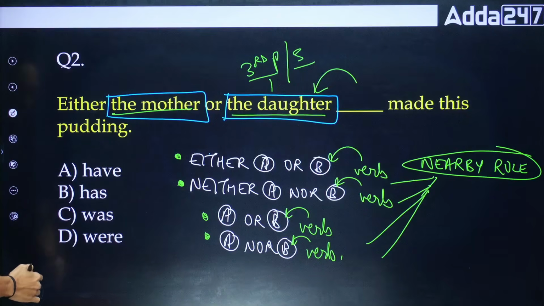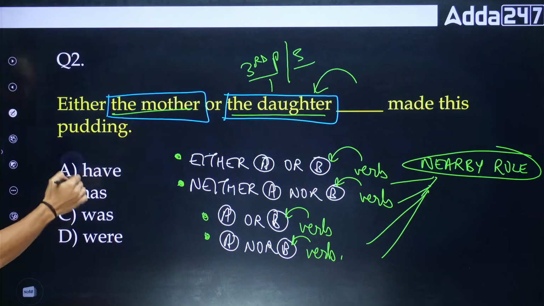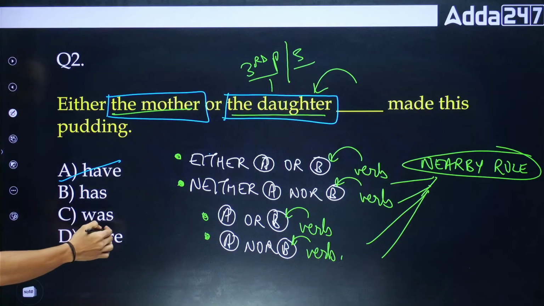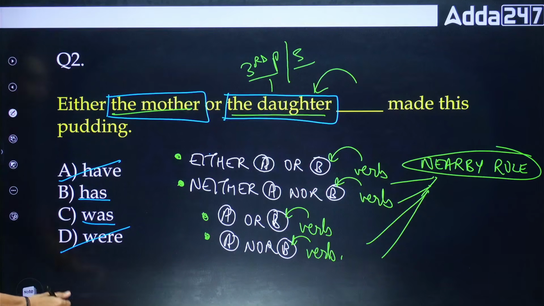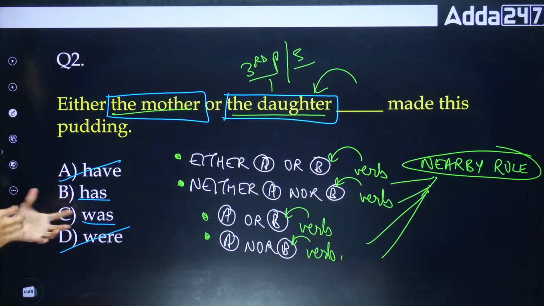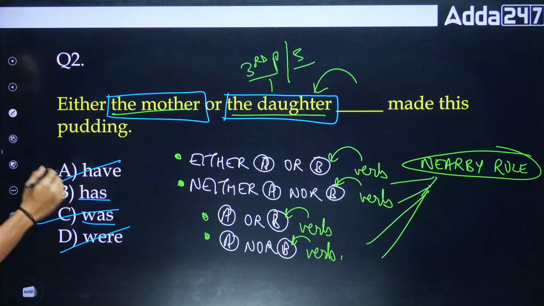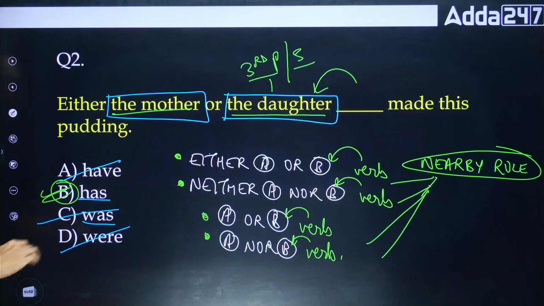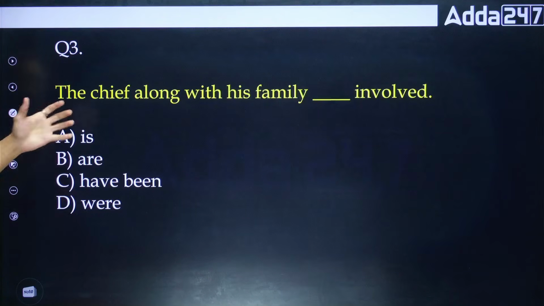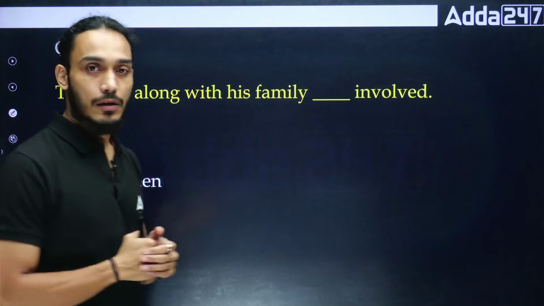With third person singular, we cannot write have, we cannot write were. We can write has and was, but out of these two, "either the mother or the daughter was made this pudding" does not make sense. The sentence does not make sense that way. The correct answer here is: either the mother or the daughter has made the pudding. Clear? Understood? One more. The chief along with his family dash involved.